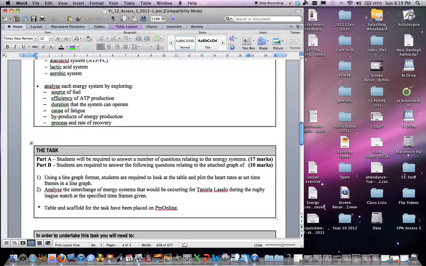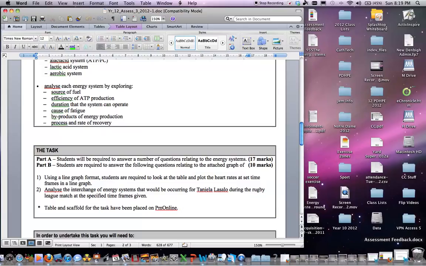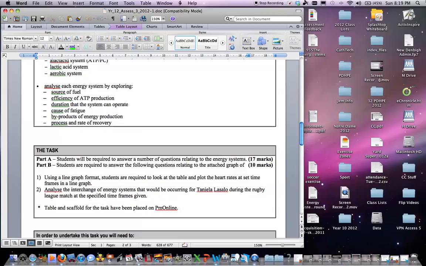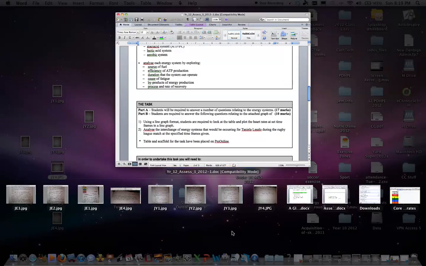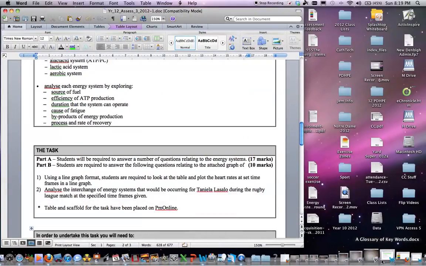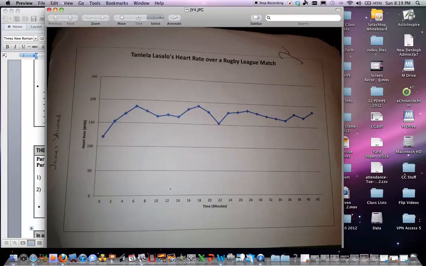If we look at part 1, or question 1 of part B, that would be the first area we'd need to look at, and the first part of that is to do with the table. The line graph we'd be looking for would be something along these lines to get 2 marks. Most students got 2 marks here, where the x-axis was the time frames of the 42 minutes of the first half of Taniela Lasalo's rugby league match, and the y-axis was the heart rates.